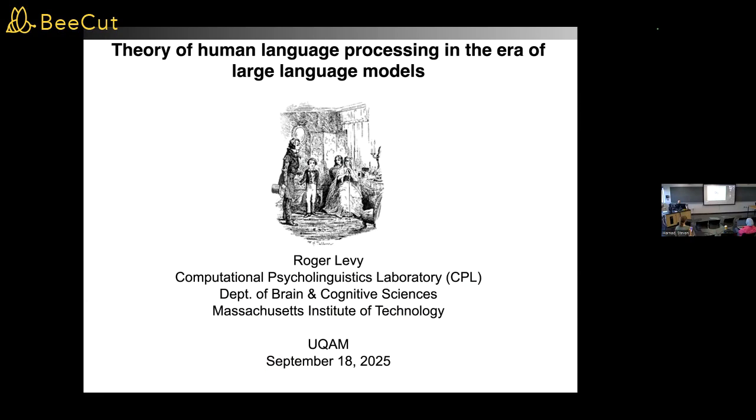So I'm going to talk about the theory of human language processing in the era of large language models. My question was, is this woodcut familiar to anybody? This is one of the original illustrations from the novel Great Expectations, and it's a crucial part of the story where this character right here, the protagonist, an orphan, is being introduced by a lawyer to his rich benefactor.